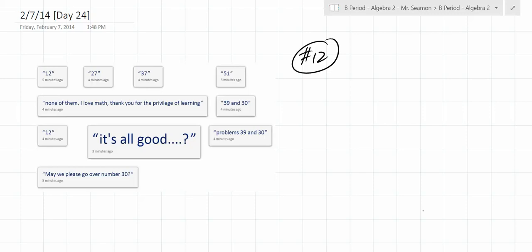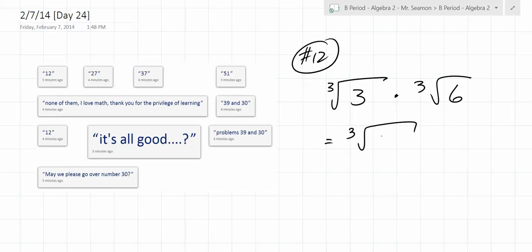12.3 and over 12? Okay. So it's the cube root of 3 times the cube root of 6. Okay, so this is entertaining. What does it say? Multiply if possible using the product rule. Okay, so these are both cubes. So what can you do with what's underneath? Yeah, so it's going to be the cube root of 18.